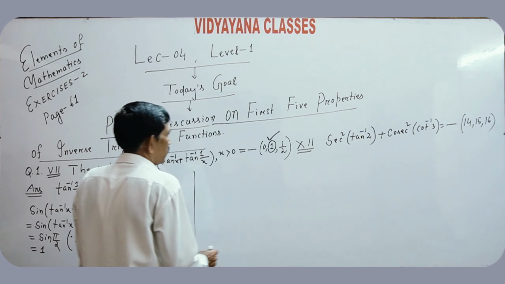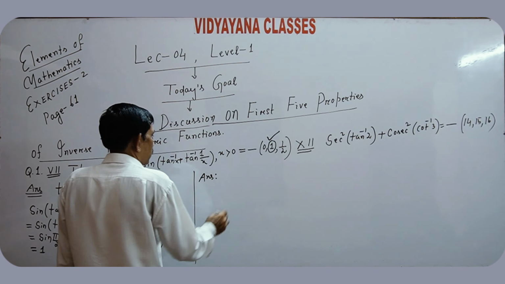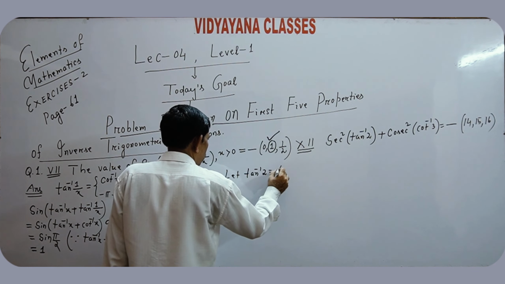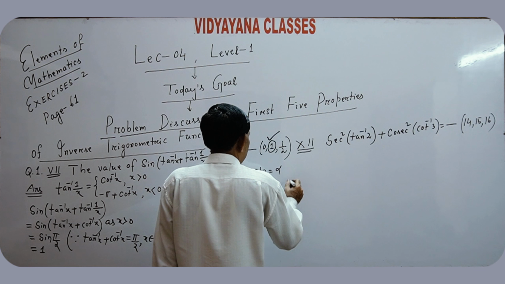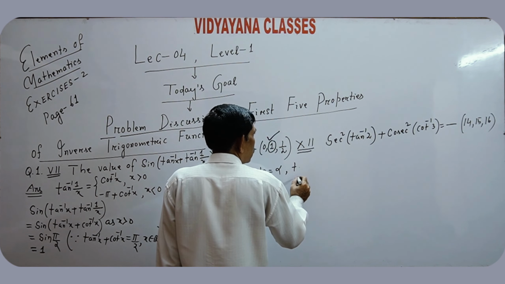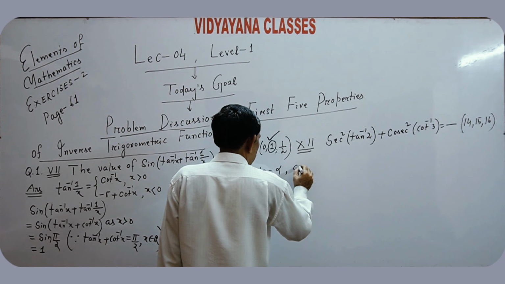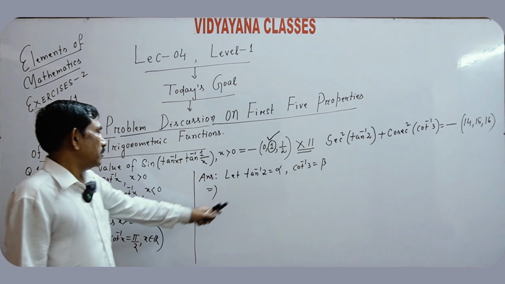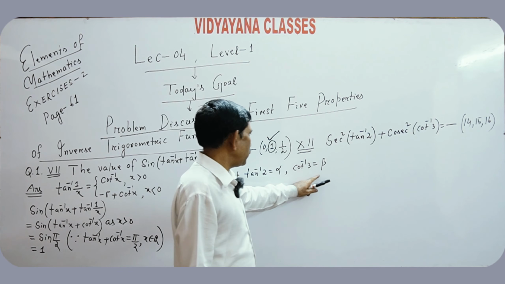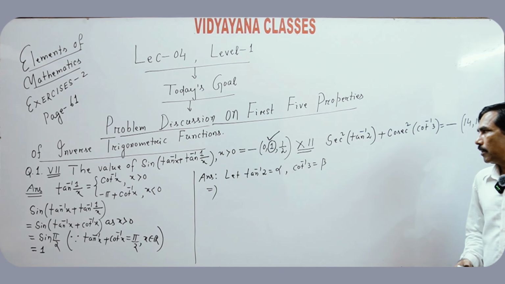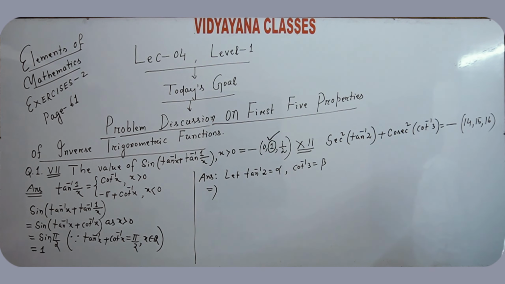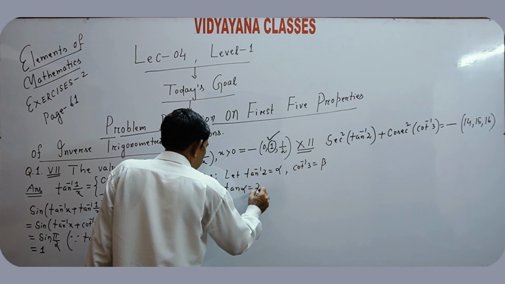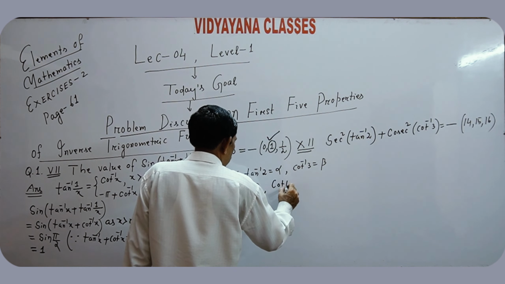12th bit. Answer. Let tan inverse 2 be equal to alpha and cot inverse 3 be equal to beta. Here alpha and beta are two radian angles, since every inverse trigonometric function represents a radian angle. So tan alpha is equal to 2, and cot beta is equal to 3.